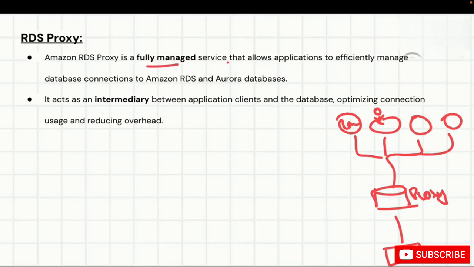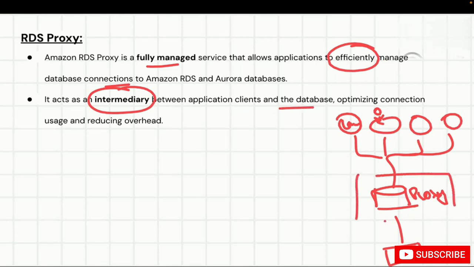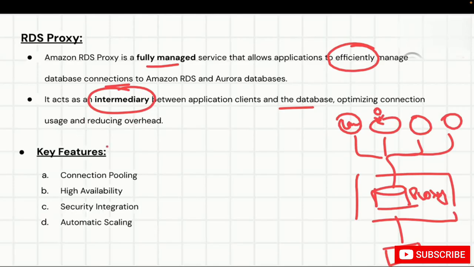It's a fully managed service that allows applications to efficiently manage database connections to RDS and Aurora databases. It acts as an intermediary between applications and the database. As I told, it is placed between the database, which is your RDS, and your users, optimizing the connection usage and reducing the overhead. Its main key features are connection pooling, high availability, security integrations, and automatic scaling.